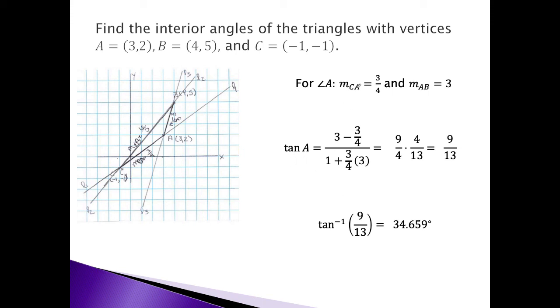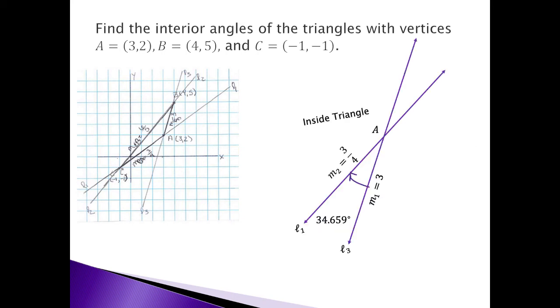So that's going to be the tangent of angle A, right? So for angle A, I'm going to have 3/4, 3, right? So we go ahead and calculate this angle, but when I look at the picture, what it's giving me is this 34 degrees. So is that the angle I want? What I want is the inside angle. So what I have to do is find 180 minus the 34. So angle A is 145.341 degrees.